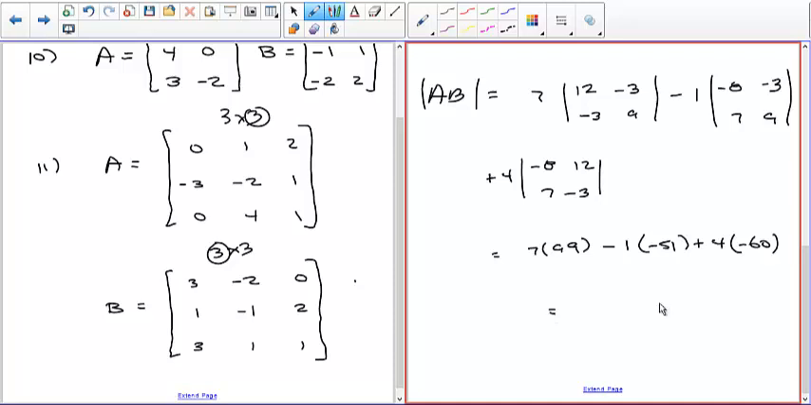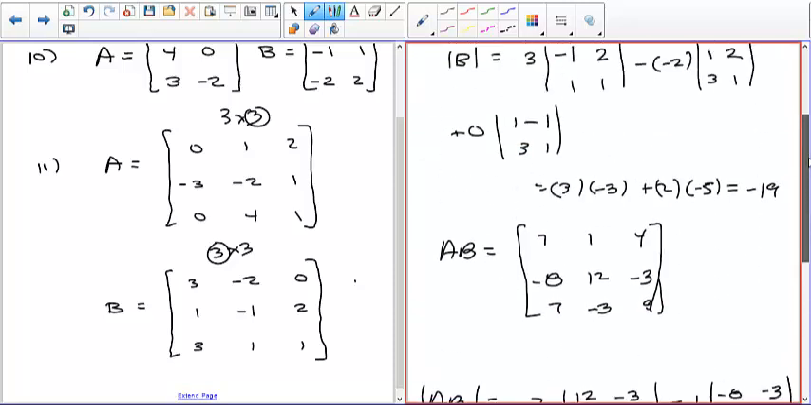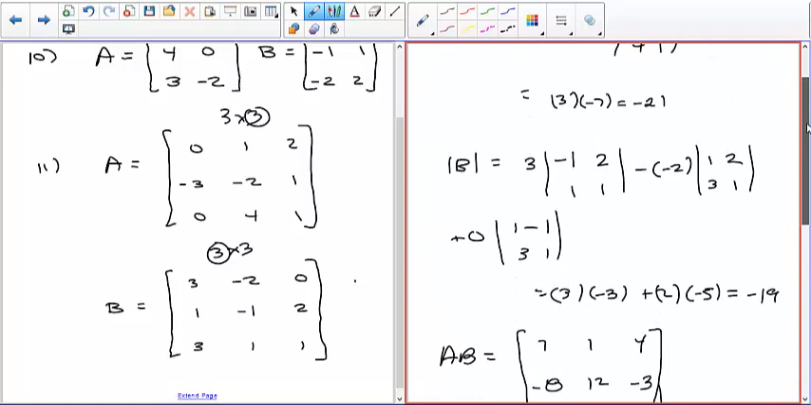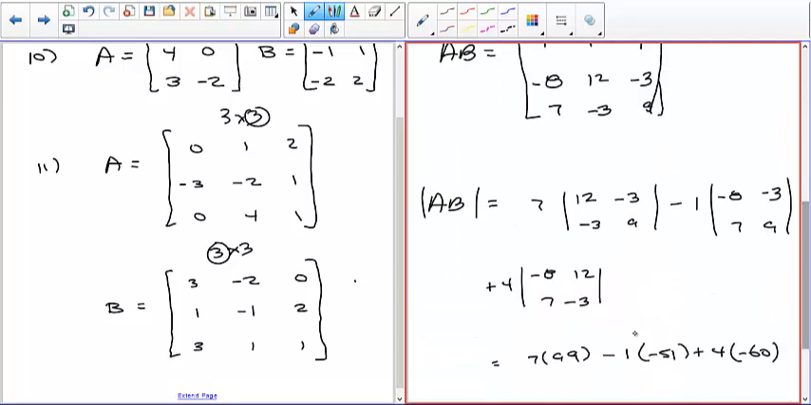And we end up with 504, which is not equal to, well, let's see, 21 times 19. Negative 21 times negative 19 is 399. So if we take the determinant of A times the determinant of B.